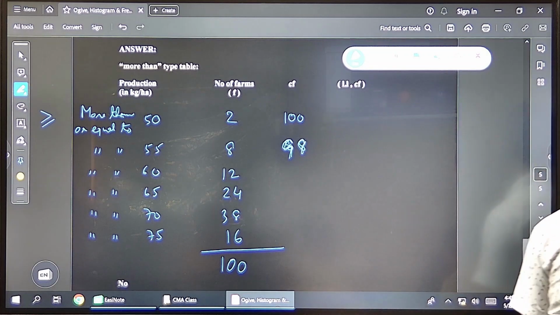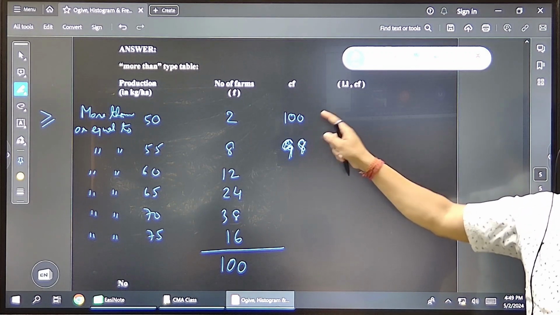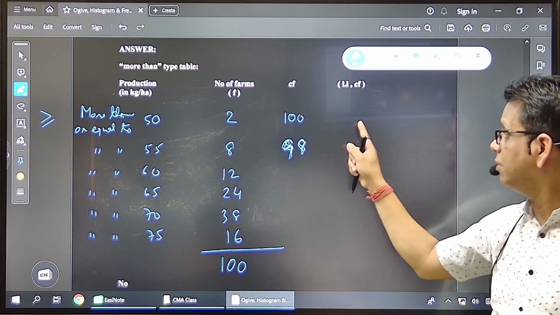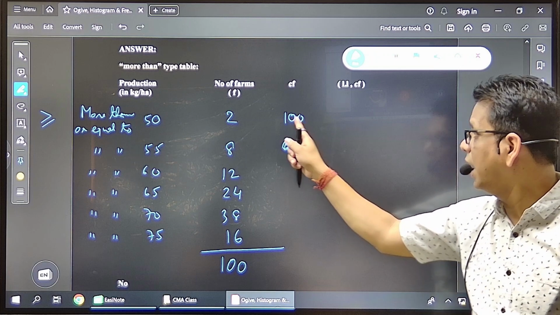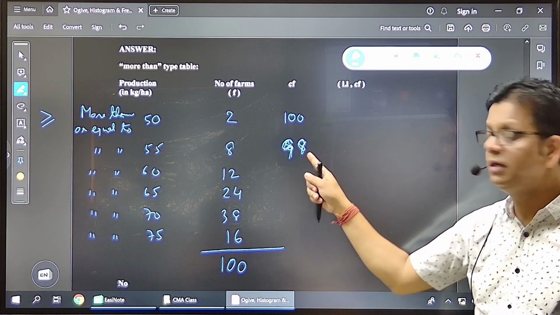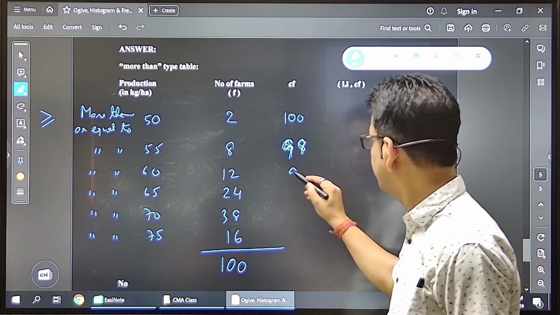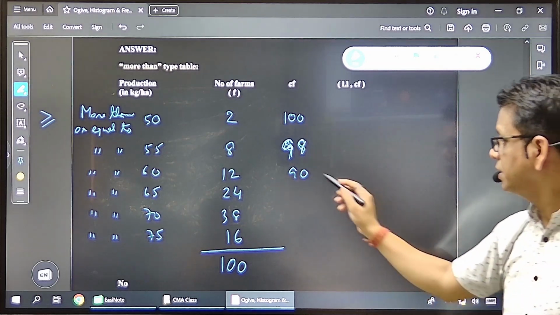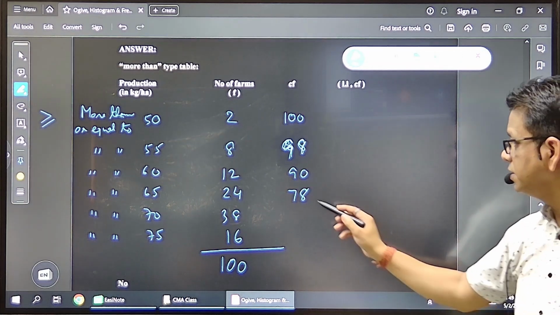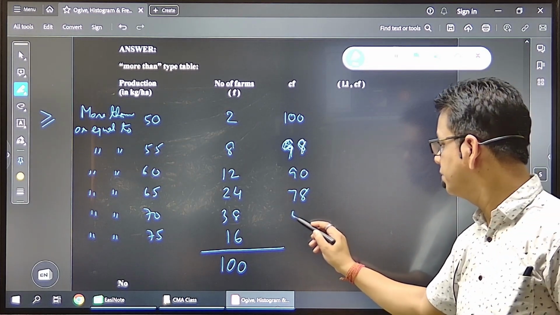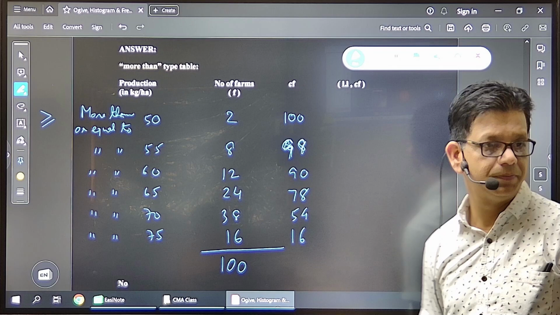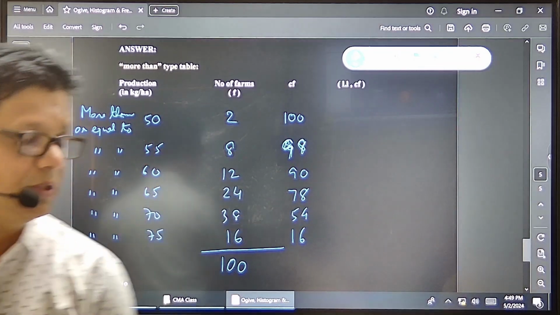Now, what is the shortcut you know? Just write the total first, then keep on subtracting. 100 minus 2, 98. Look at my finger, the completely reverse way, this pattern. 98 minus 8, 90. 90 minus 12, 78. 78 minus 24, 54. 54 minus 38 must be 16. Why 16? Because the last number in the frequency was 16.